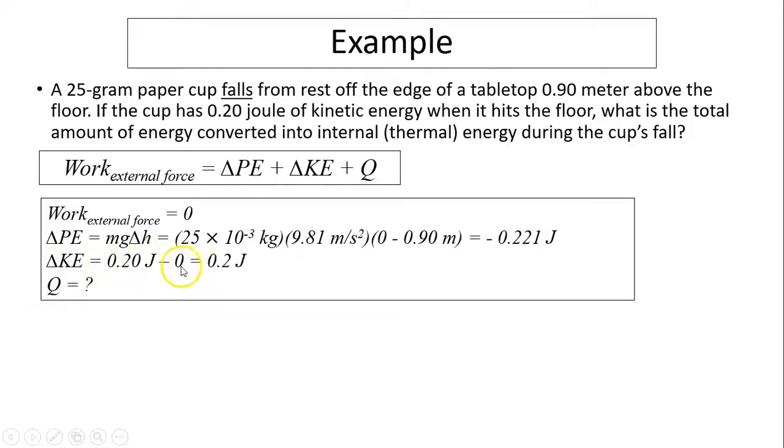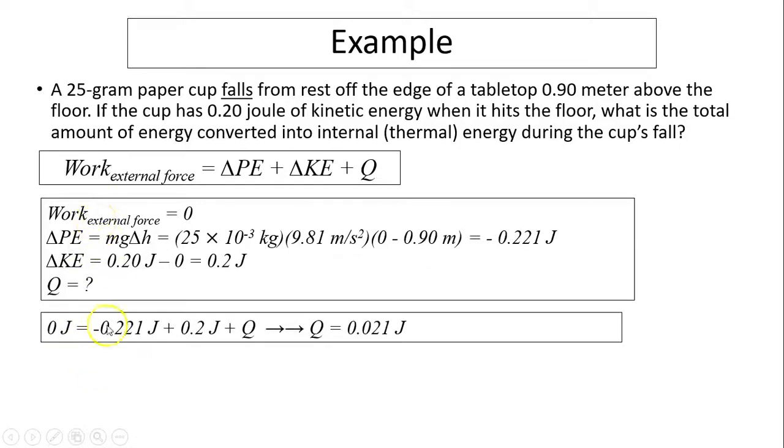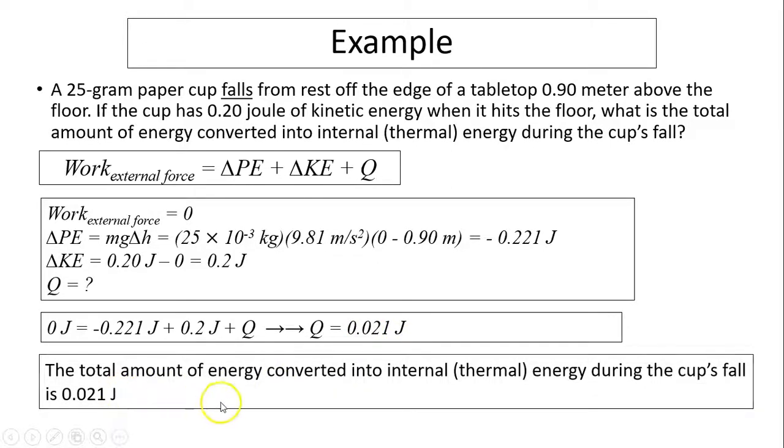What is change in KE? That's final minus initial. Final is 0.2 joules. You already know initial is 0 because it starts from rest, so change in KE is 0.2 joules. What is Q equal to? We'll plug everything in: 0 equals change in potential plus change in kinetic plus Q. So you can solve Q equals 0.021 joules. So the total amount of energy converted into internal or thermal energy during the cup's fall is 0.021 joules.